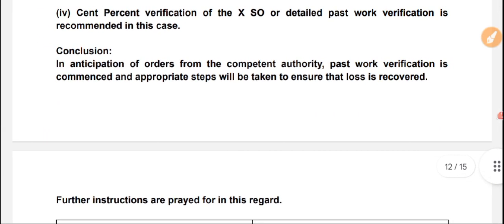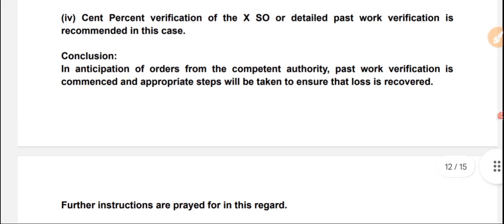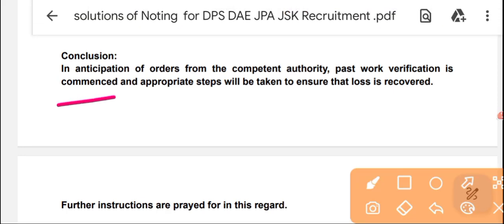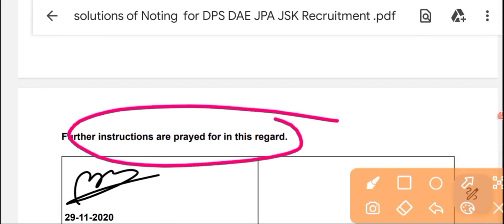Okay, now we write a conclusion. Conclusion is also important. In anticipation of the order from the competent authority, the past verification is the concern, and appropriate steps are to be taken to ensure the loss is recovered. Further actions are prepared in this regard.